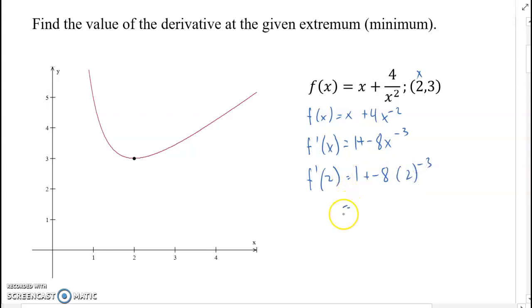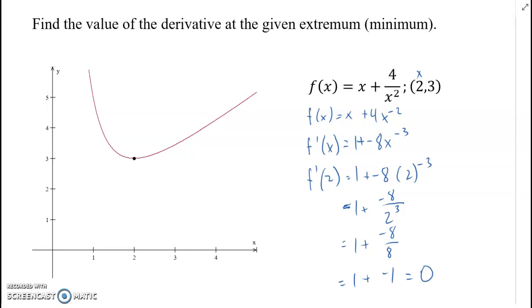Well, we know that when you raise something to the negative power, it means you're going to drop it down to the denominator. So 2 raised to the negative 3 is the same thing as 1 over 2 raised to the positive 3. So then we get 1 plus negative 8 over 8. But wait a second, we know that negative 8 over 8 is negative 1, and 1 plus negative 1 equals 0. This is not surprising. We already kind of figured that the derivative was going to equal 0 there, just based on the looks. All right, so that's one possible way to have a minimum of a function.